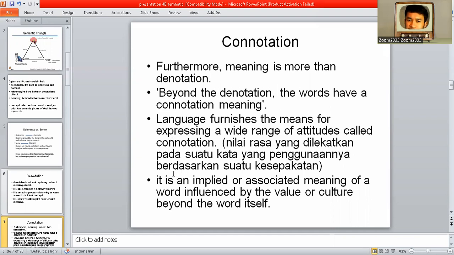Of course, this is according to the agreement of some people. Connotation is the implied or associated meaning of a word, influenced by the value or culture beyond the word itself. Okay, so this is connotation.